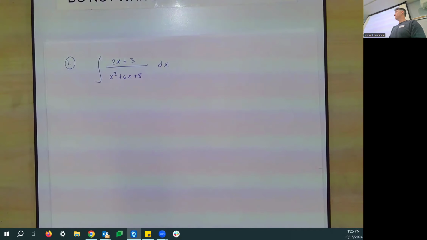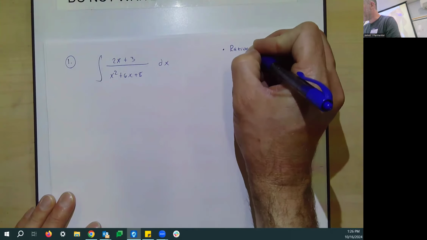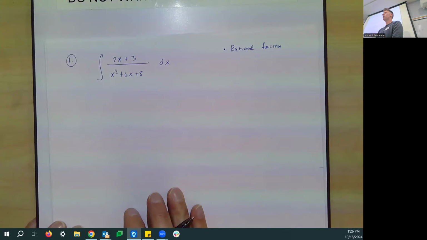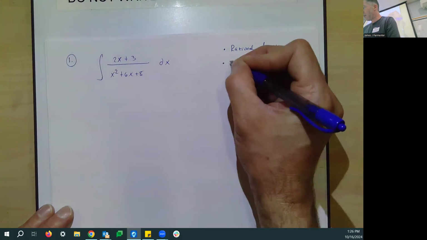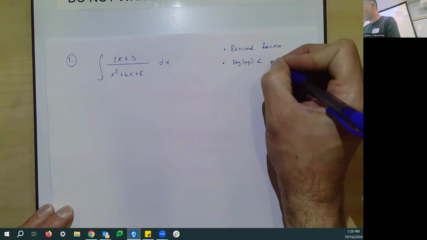So whether or not you've seen partial fractions, I will say a few things. Partial fractions is a way of rewriting a complicated fraction as a sum or difference of fractions that have less complicated denominators. And the requirements to be able to use partial fractions are threefold. You have to have a rational function. That just means you have a polynomial on the top and a polynomial on the bottom. The degree on top has to be strictly smaller than the degree on the bottom.